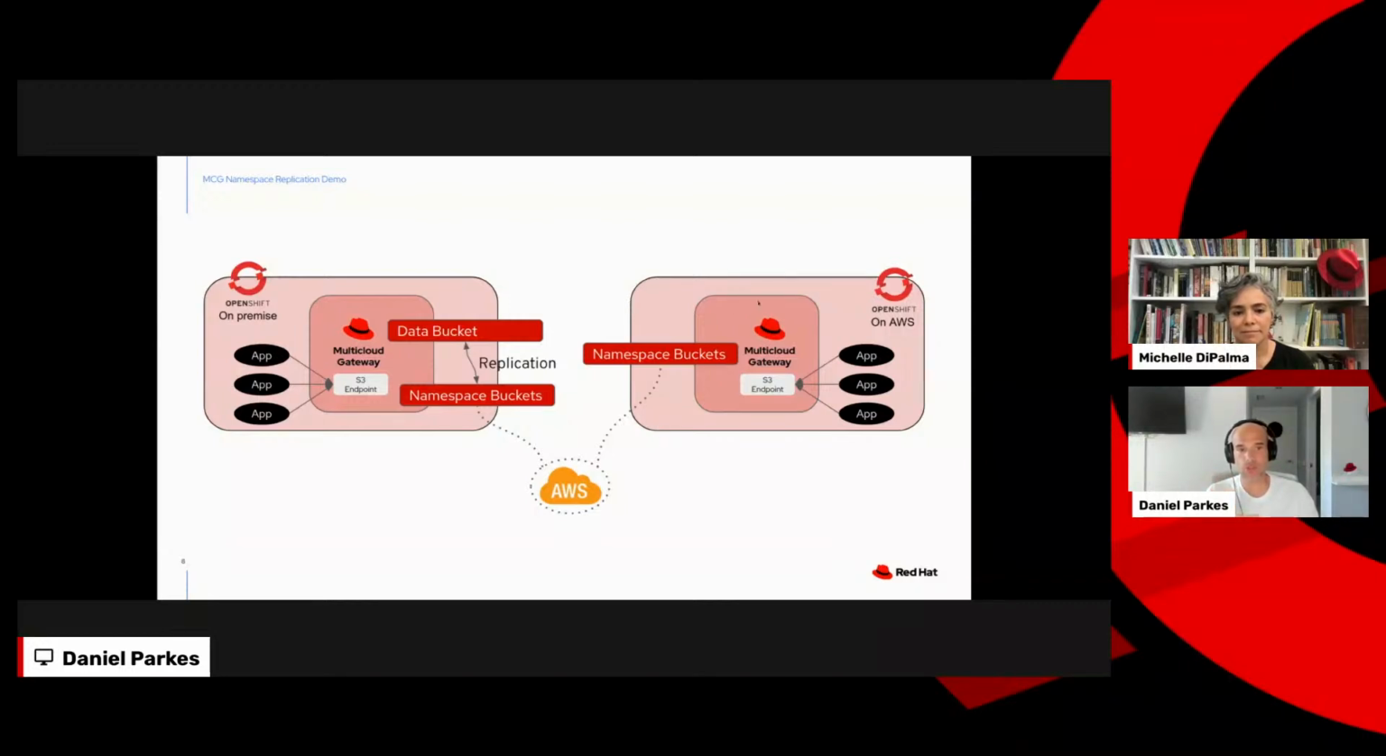Then we also have an OpenShift on AWS, and on that cloud OpenShift that we have deployed, we are going to configure another namespace bucket pointing to the same source. So this namespace bucket and the one on-premise are pointing to the same data in AWS. We're going to have the images, I mean, what we upload through the photo album, available on the on-premise cluster, and we're also going to have it available on AWS in the cloud.